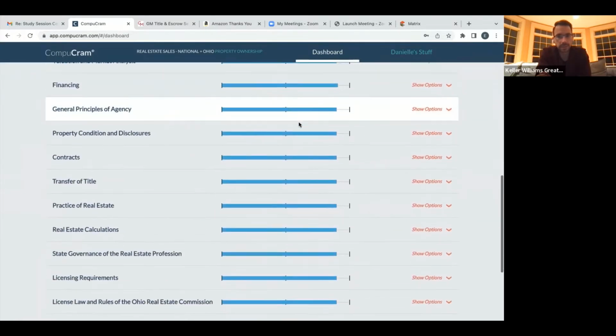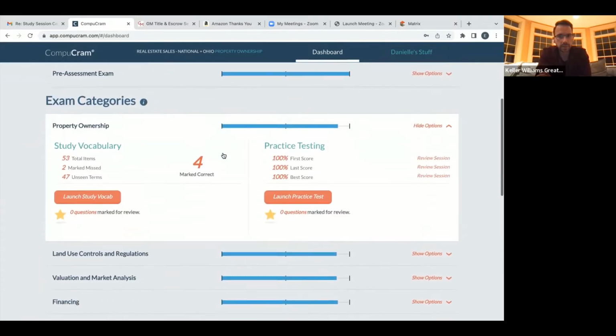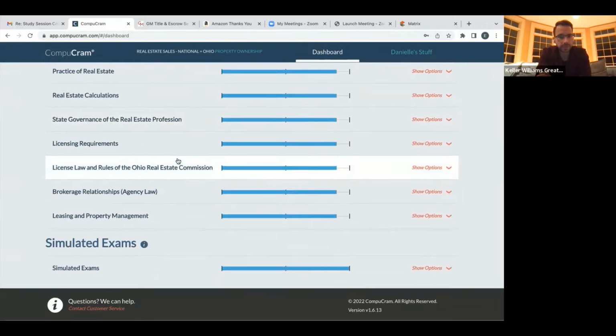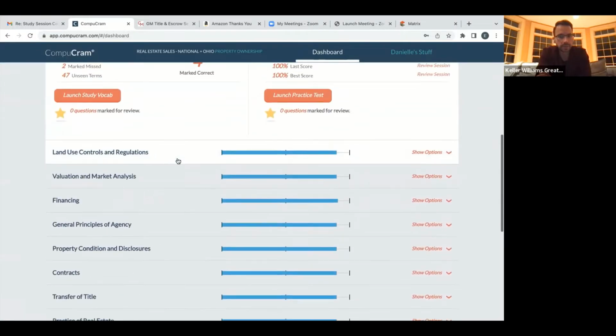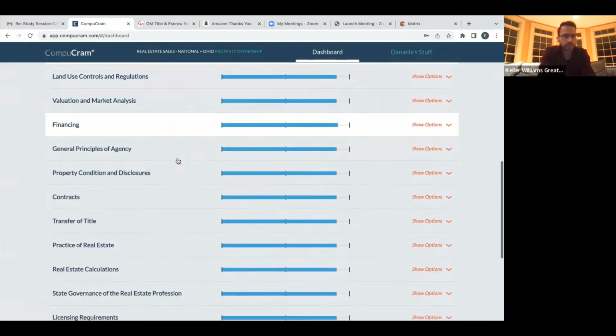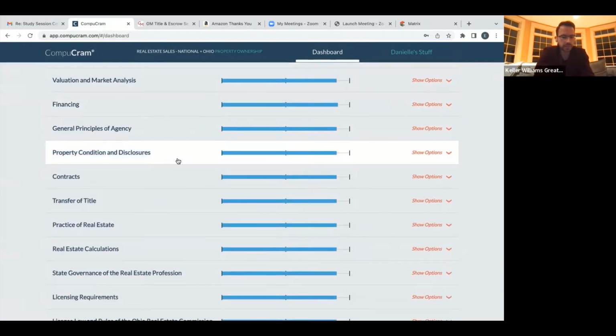All right, let me know if you want, either type in the chat or you can speak up however you want. What would you like to go into? We can go into land use, we can go to valuation and market analysis, financing, general principles, right through here. Go ahead and type in and we'll start with whoever has the first one.